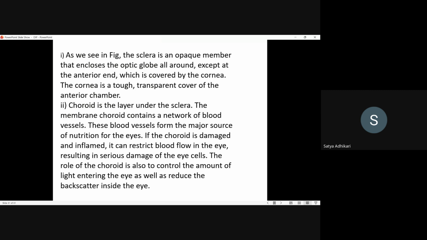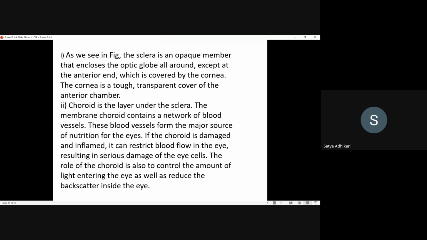So if there is no blood flow in the eye, you may not see anything. It damages our eye cells. The role of the choroid is also to control the amount of light entering the eye as well as to reduce the backscatter inside the eye. So it also controls how much light is entering your eye. We know that if light is very bright, we cannot see.